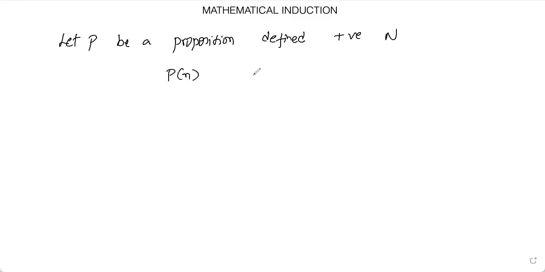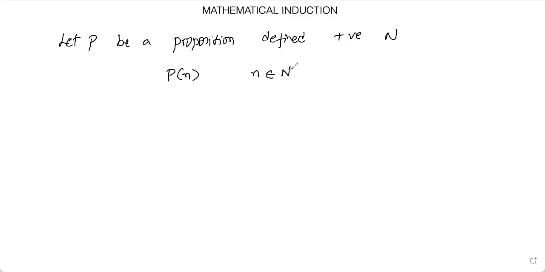Mathematical induction. The principle of mathematical induction is this: let P be a proposition defined on the positive integers, let's say n. Then P of n is either true or false for each n belonging to N.